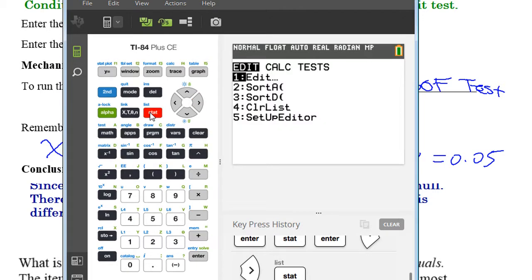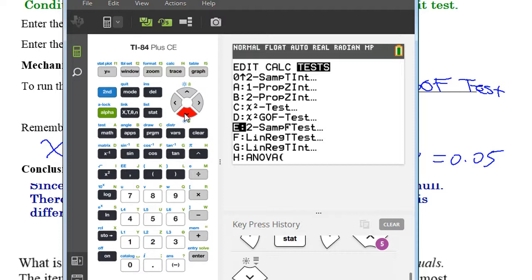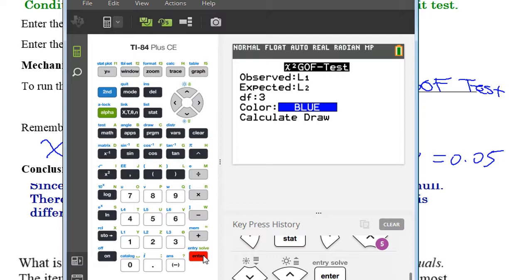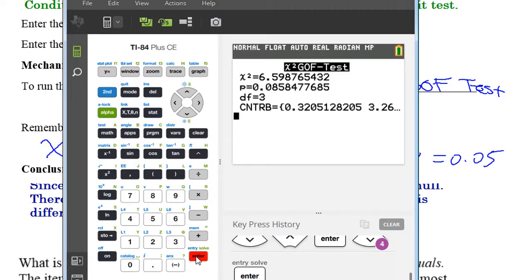So now we're going to go to Stat, we're going to go over to Tests, and then if we go to letter D, what I do want to point out is notice that there's option C, chi-squared test, and option D, chi-squared goodness of fit test. We are going to run the goodness of fit test. So it is important to be able to tell the difference between the tests. Then this just asks for observed and expected, so list 1, list 2. And then degree of freedom is just, well, how many categories did we have? So there were 4 different types of nuts. So that minus 1, so degree of freedom is 3. And then just hit calculate. And that gives us our values.